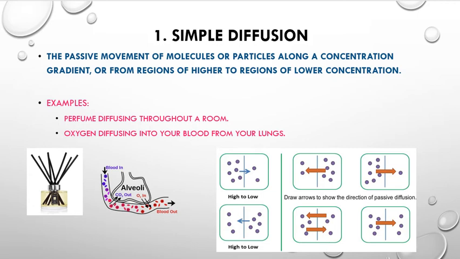When it comes to simple diffusion, we're once again no energy. We're moving from a high concentration to low concentration. Examples of this: scented candles, perfume. With the holidays, aromas from maybe a turkey being made or cookies being baked. Within your body, oxygen diffusing into your blood from your lungs. There's more oxygen in your lungs, so it diffuses into your blood where there's less oxygen, high to low.